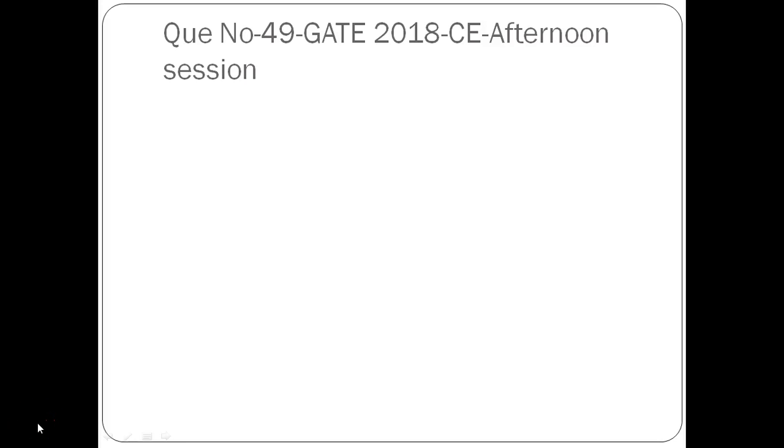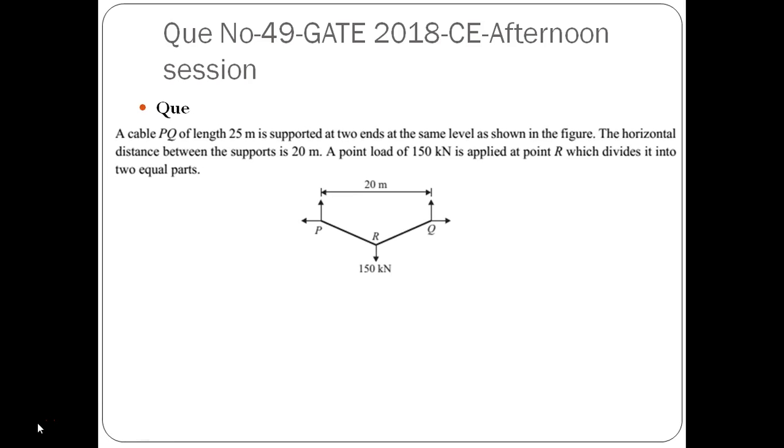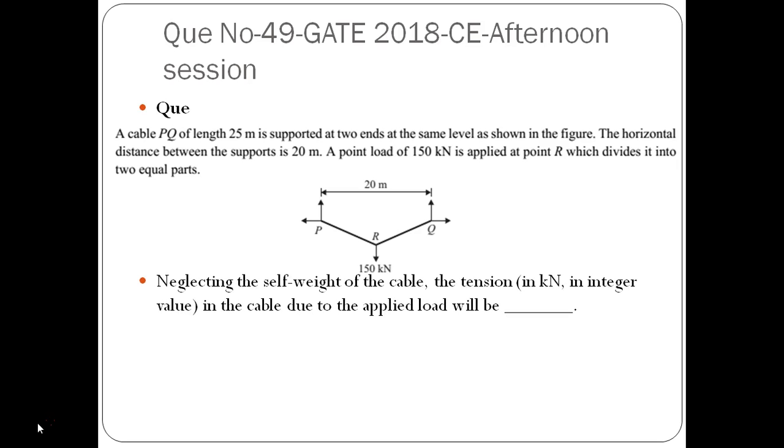So here, question number 49 of grade 2018 Civil Engineering afternoon session is discussed. Question is, a cable PQ of length 25 meter is supported at two ends at the same level, which is shown in the figure. The horizontal distance between the support is 20 meter. A point load of 150 kN is applied at point R, which divides into two equal parts. So neglecting the self-weight of the cable, the tension in the cable due to applied load will be.